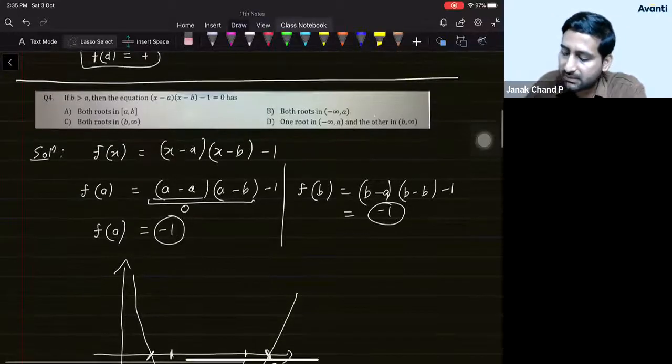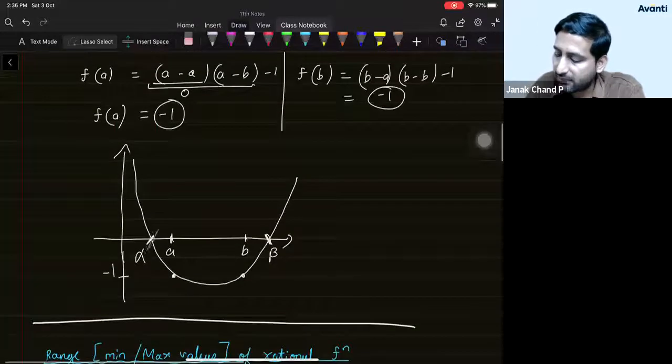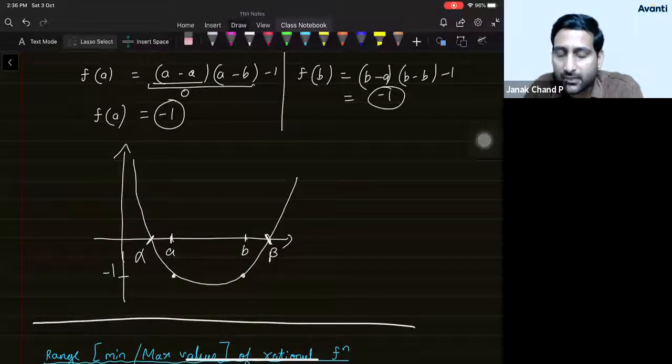Okay, and that is exactly matching option number D. One root in the left region, below A, and the other root is greater than B. That is what you can see in the graph. One is lesser than A, another root is greater than B. Okay, fine, students. So I hope that everyone understood these two questions.